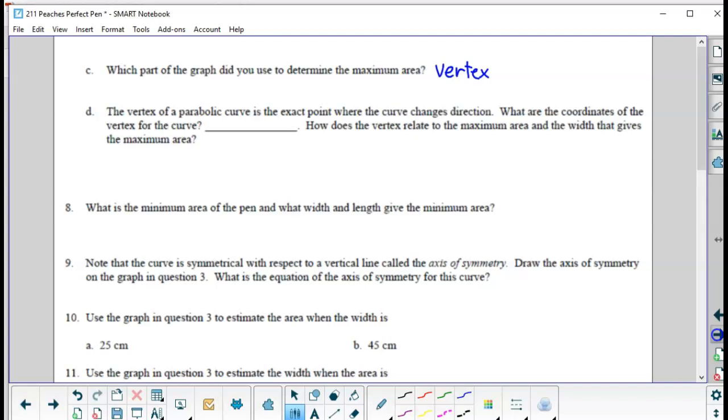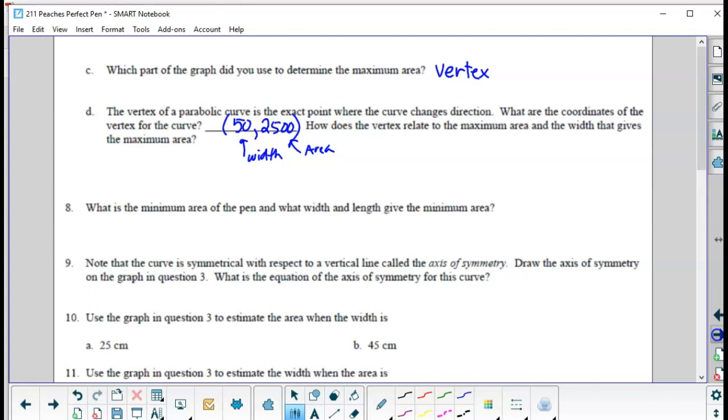What are the coordinates of the vertex? So that was 50, 2500. So this is your width, and this here is your area. Okay, so it says, how does the vertex relate to the maximum area and the width that gives it? So the first value is the width, and the second value is the area.